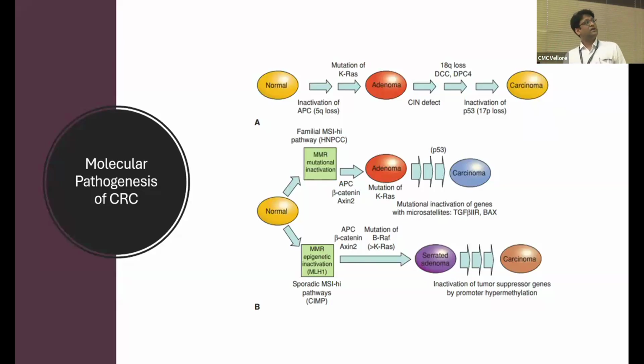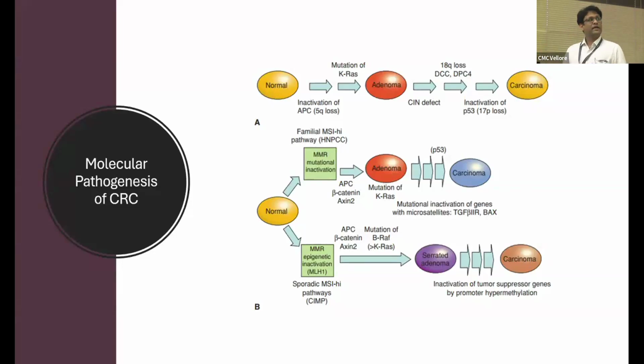If you have a defect in this mismatch repair, that is what we call DMMR, defective MMR. If the mismatch repair is normal, we call it proficient mismatch repair, or PMMR. So the MMR pathway, or mismatch repair defects, is another pathway by which you can have colon cancer. I'll give you an example. We were talking about Lynch syndrome, HNPCC, right? HNPCC is an inherited defect in the MMR pathway.